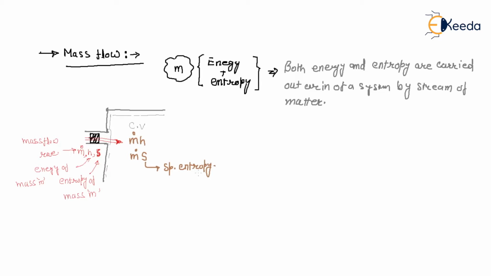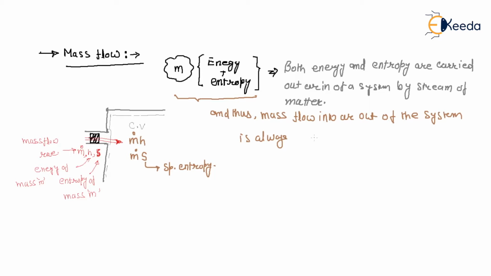Since mass contains entropy as well as energy, mass flow into or out of a system is always accompanied by energy and entropy transfer. So, entropy transfer by mass flow.